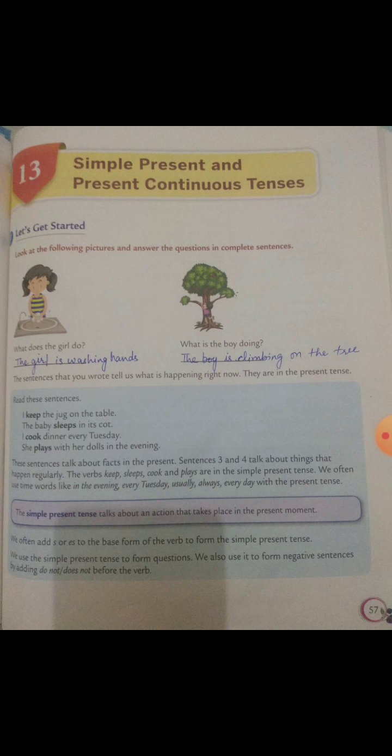Now sentences 3 and 4 talk about things that happen regularly. I cook dinner every Tuesday. She plays with her dolls in the evening. So in these two sentences, these actions happen every Tuesday and every evening. What do you find?